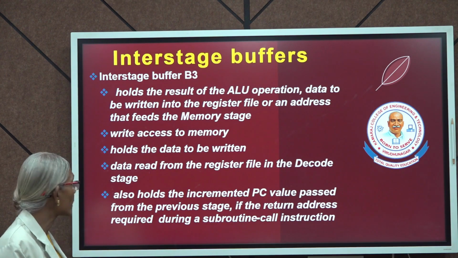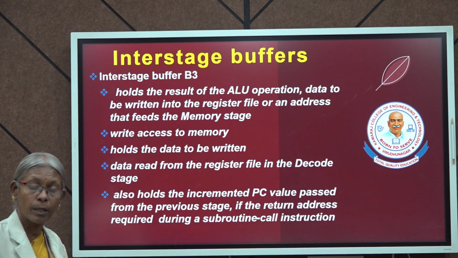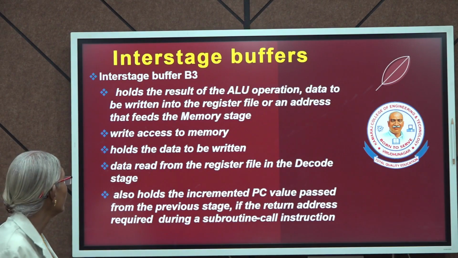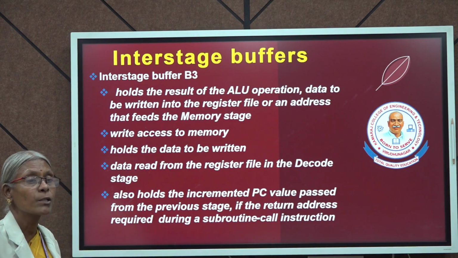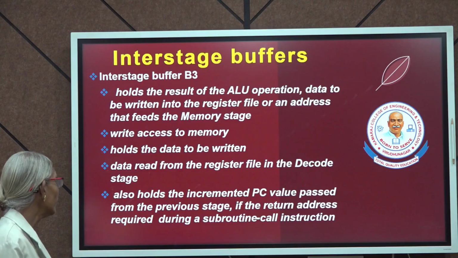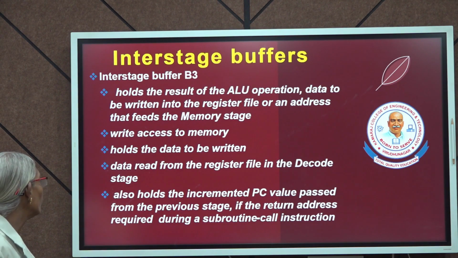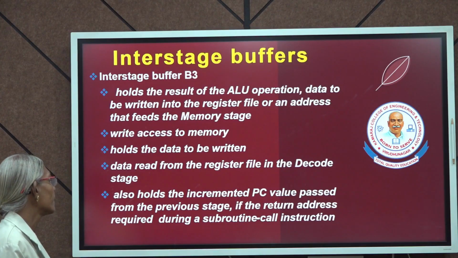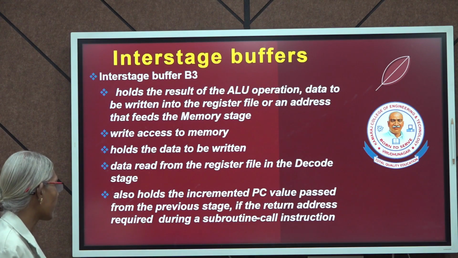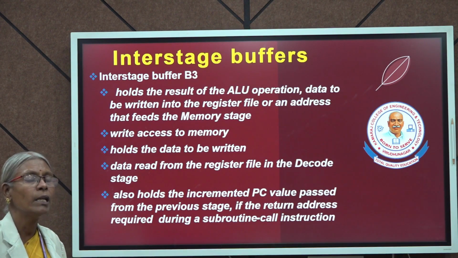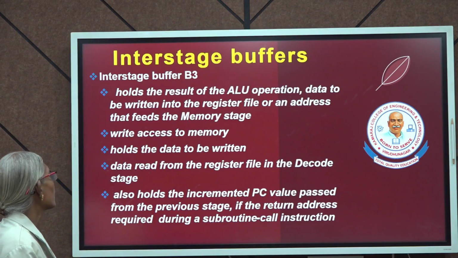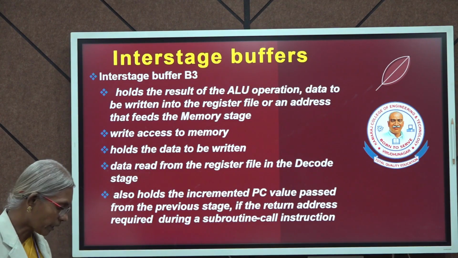and the data which is read from the register file. After the decode stage, of course, the processor knows the data to be read from the register file, so that is given by buffer B3. It also holds the incremented PC value passed from the previous stage, so if the return address is required during a subroutine call instruction, that is also stored by buffer B3.